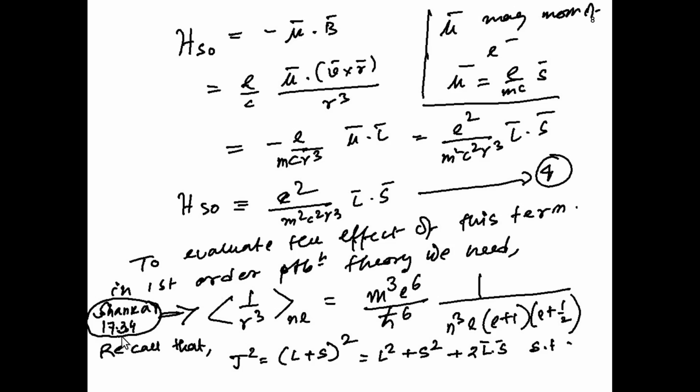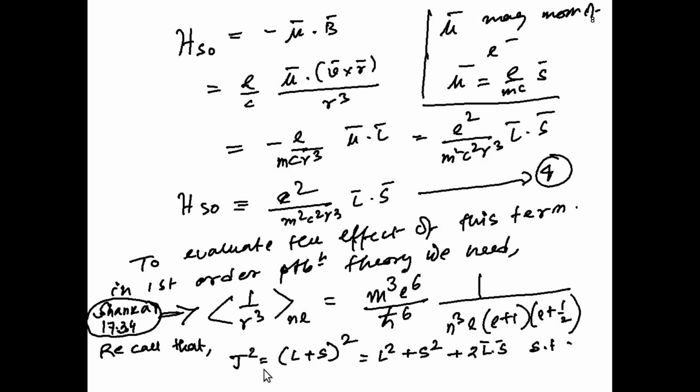Again, look at Shankar, section 17.3.4, where they discuss how to calculate this kind of quantity. When you plug in this formula, you will get m cube e to the power 6 by h bar to the power 6, times 1 by n cube l plus 1 l plus half. So now we know this part. Now let's look at how this part contributes.